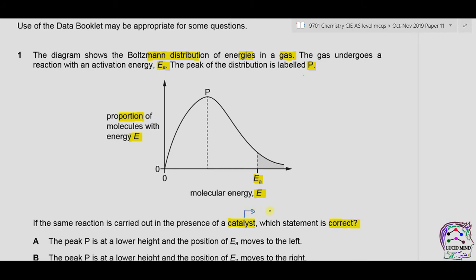Now we know that a catalyst only reduces activation energy by providing an alternate pathway. Catalyst has no effect on the average energy of the molecules. So therefore the area under the curve will remain the same. Also the shape of the peak will remain the same. Only the activation energy will move backward. Now more molecules will be converted into product. So activation energy will move backwards.